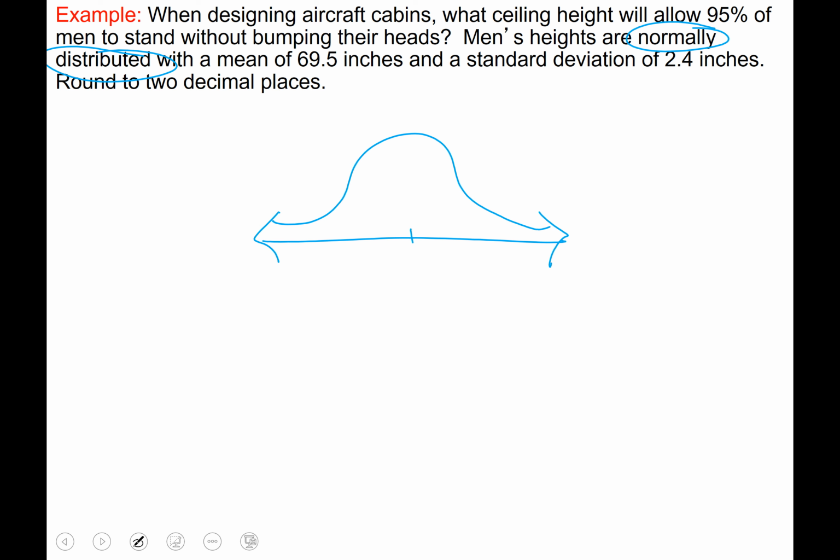Next, decide if you're going to label the horizontal axis with the letter X or Z. It doesn't say standard normal. It doesn't say anything about mu being 0 and sigma being 1. So this is the x-axis. Mean goes in the middle, 69.5 inches. And then your standard deviation, sigma, is 2.4.